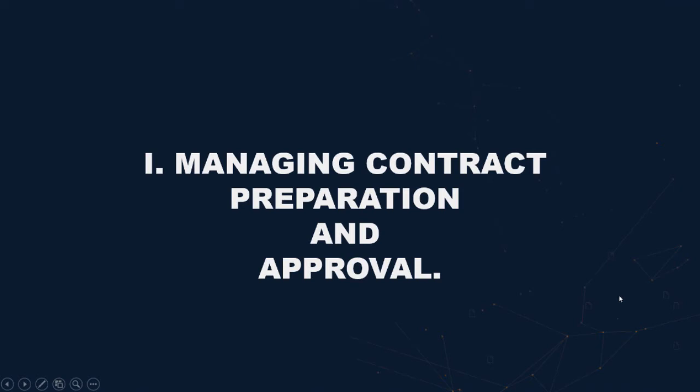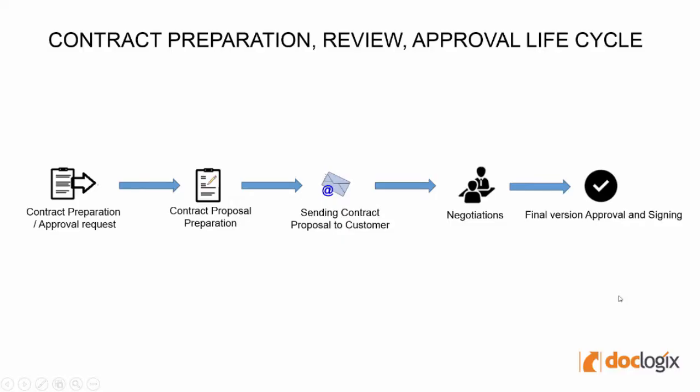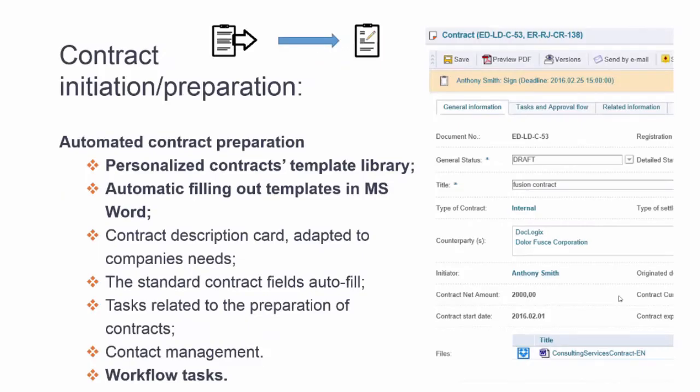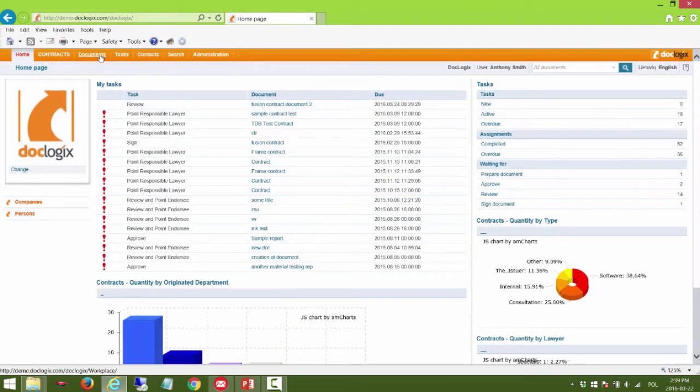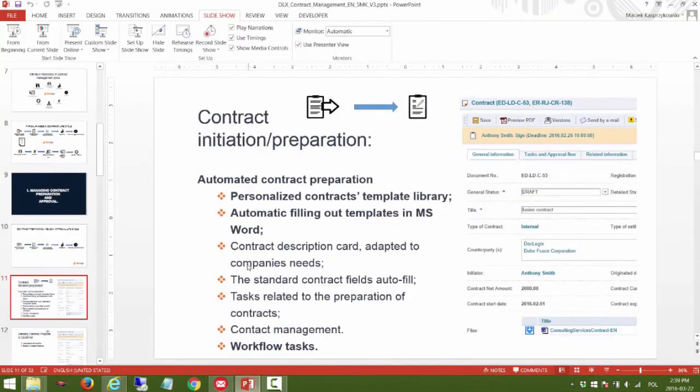Let's start from the top part, managing contract preparation and approval. Here once again is listed the process. So let's go to the first part, contract initiation/preparation. First thing is that when creating a contract, the user can choose a physical document from my library, which is stored inside the system. So this means that the user can choose a physical file from a dedicated library for storing such templates.